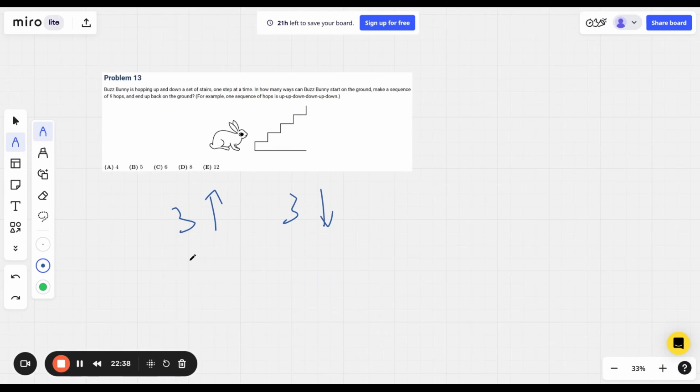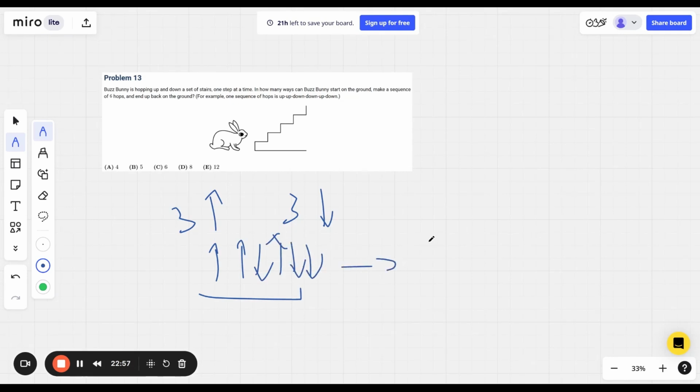In total we just want to find how many unique orderings, right? Such that for each ordering we have a certain rule. Like for each prefix of the order, there are more ups than downs.